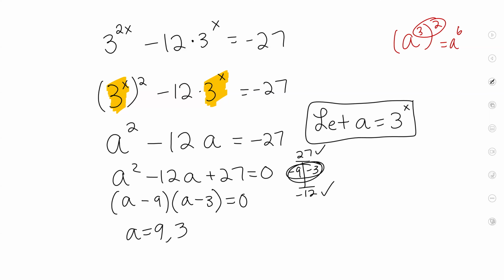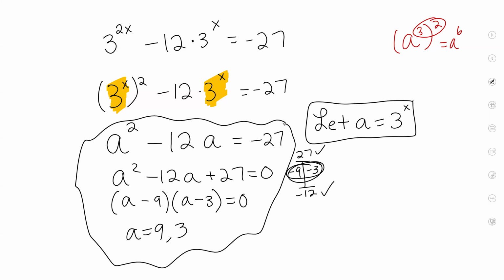Okay, all this stuff down here, you already know how to do. Okay, now let's go back to what I said. I said let a equal 3 to the x. So what did we just say a was? 3 and 9. Okay, so let's plug in this one. Plug in a 9. So what does x have to be? 2, because 3 to the power of 2 will give you that 9. So I know that x has to be 2.